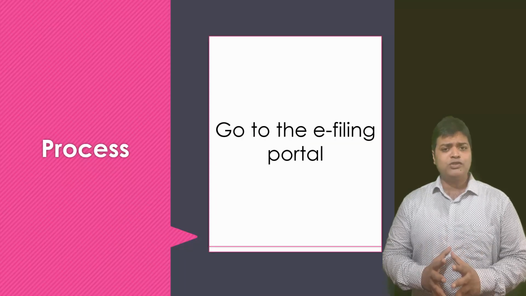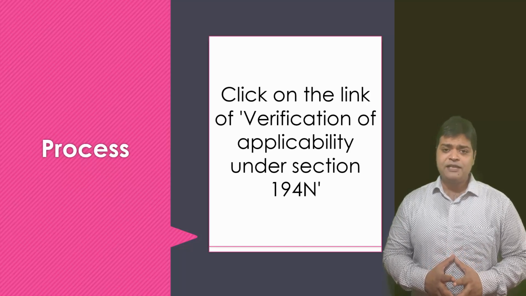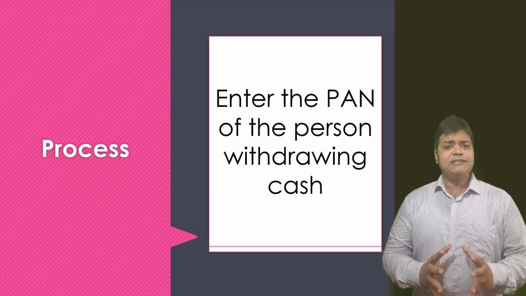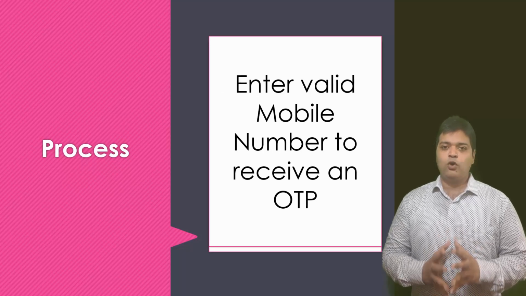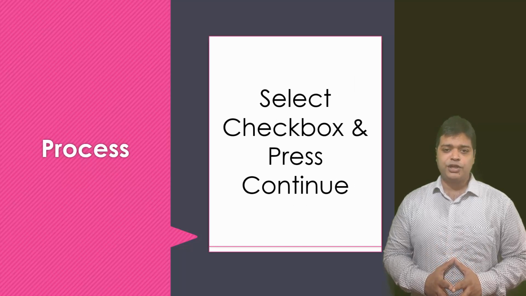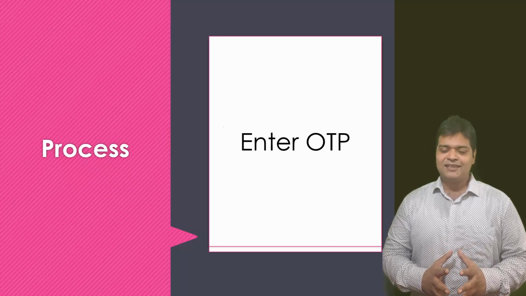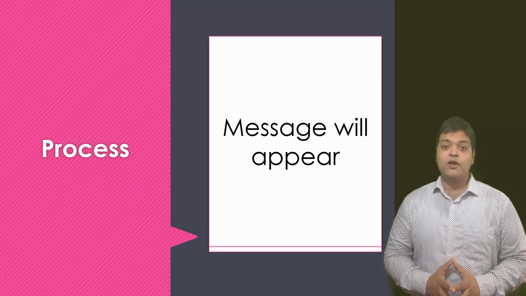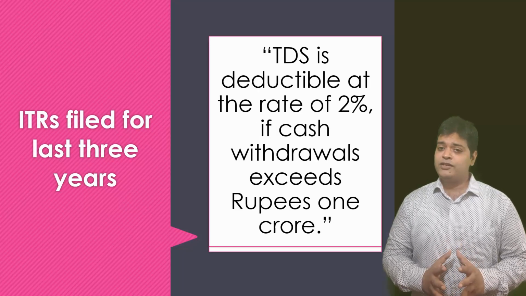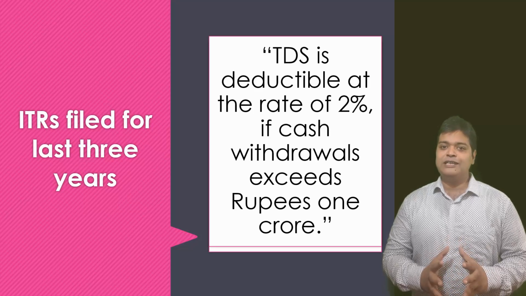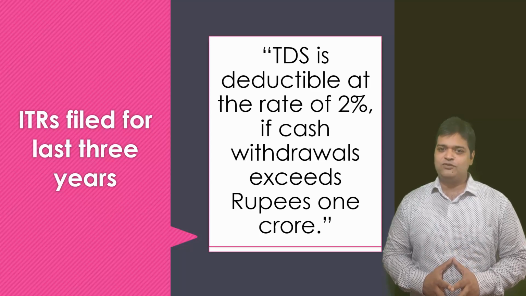The payer will just go to the e-filing portal of Income Tax Department, click on the link of verification of applicability under Section 194N, enter the PAN of the person withdrawing cash and a valid mobile number to receive an OTP. The users at the bank will select the checkbox, click on continue and enter the OTP received on the mobile, and that's it. A message will appear on the portal. For example, when the person withdrawing cash has filed ITRs for last 3 years, the following message will appear on the e-filing portal. TDS is deductible at the rate of 2% if cash withdrawal exceeds rupees 1 crore.